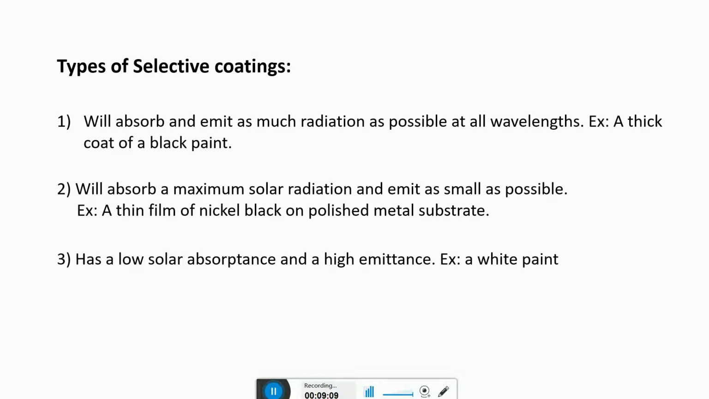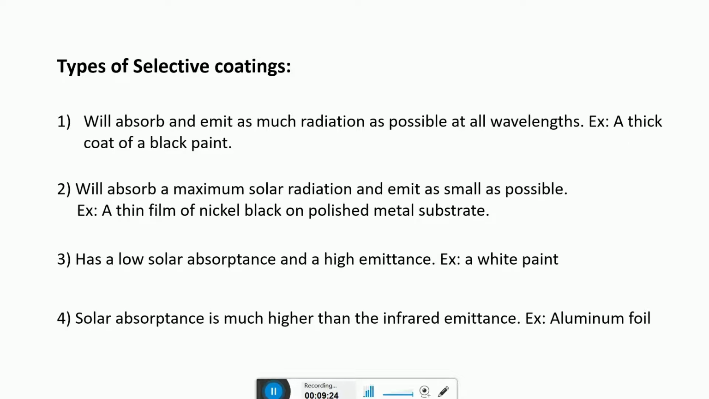The third type has a low solar absorptance and a high emittance, and its example is a white paint. And the last one, the fourth type, has a solar absorptance which is much higher than the infrared emittance, and its example is aluminum foil. It is the best example of this fourth type.